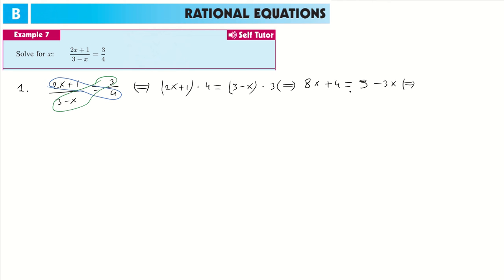I have to group all the terms with x on one side and the constant terms on the other side. So 8x, and I have to move the minus 3x to the left hand side and the 4 to the right hand side. Minus 3x on the left hand side becomes plus 3x, and the 4 on the right hand side becomes minus 4. So we get 8x + 3x, which is 11x, and here 9 minus 4, which is a 5. So the x is equal to, when we move the 11 to the right hand side, we have to divide by 11, 5/11.